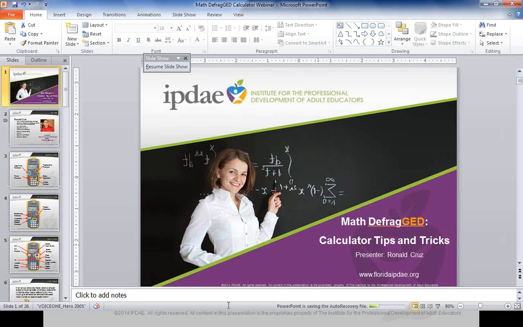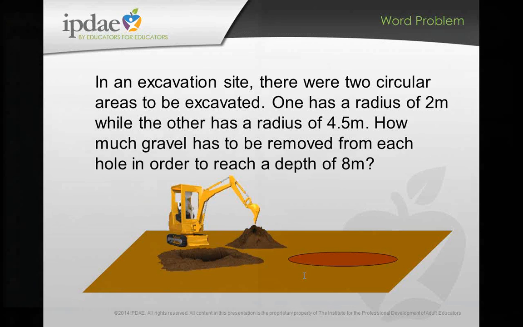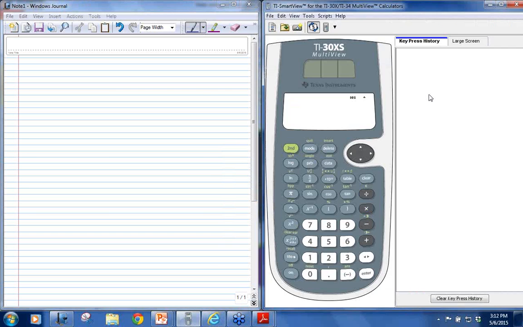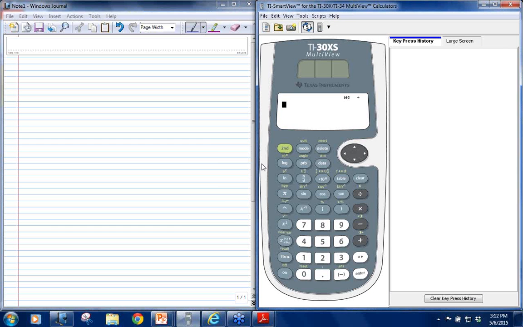So I'm going to pull up the calculator on the right side, and then we're going to try this problem out together. And if you know how to work this problem out, by all means, go ahead and do that. And then we're just going to be able to verify our answer.